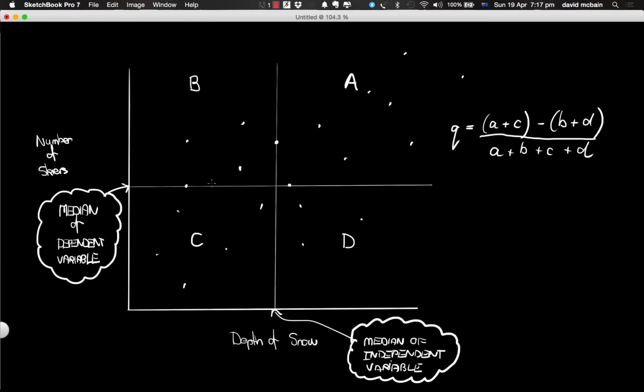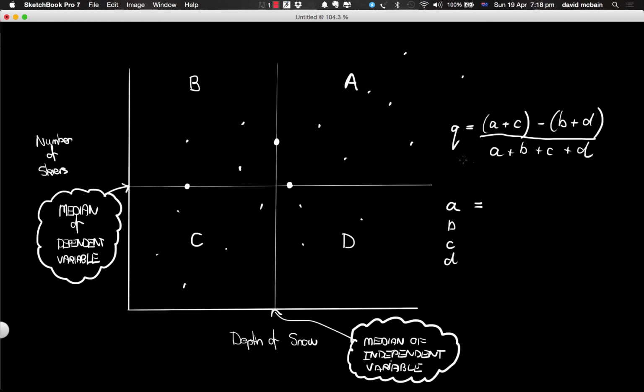Now, a couple of things I need to point out. Any data points that lie on either of our median lines, so that point there, this point here, and this point here, we do not count. So if they're on the actual median, either of the median lines, they are not counted. So the next thing then would be to write down A, B, C, and D, and let's actually do the count.